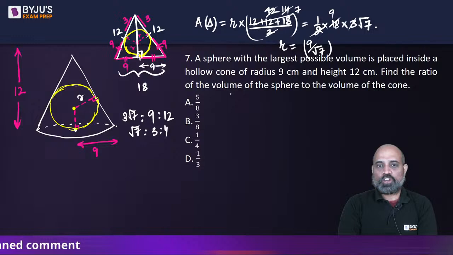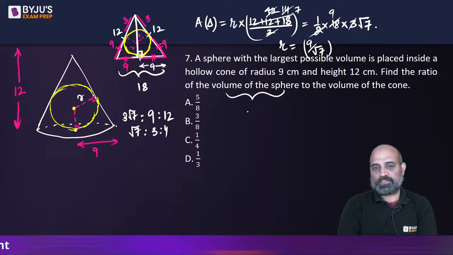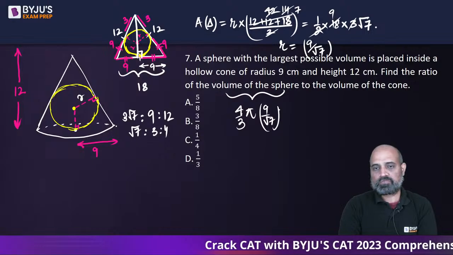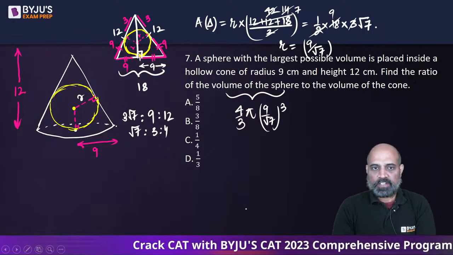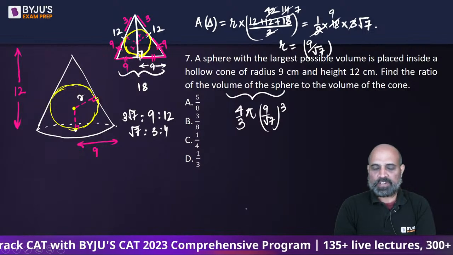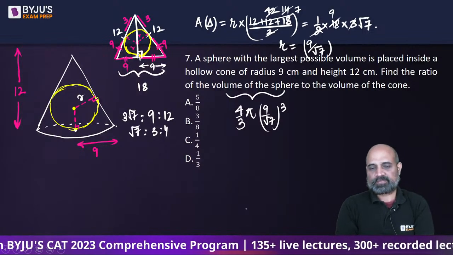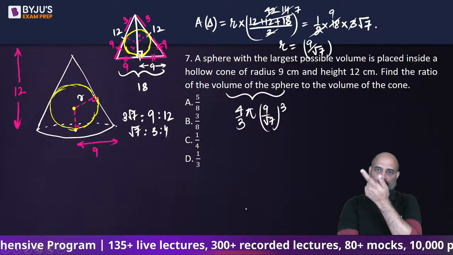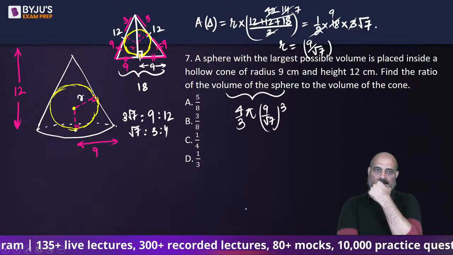So what is the volume of this sphere? The volume of this sphere is 4 by 3 pi r cube, which is weird, which doesn't look like that we are going to have irrational values in the options. 12, 12 and 18, that is 42 of course.